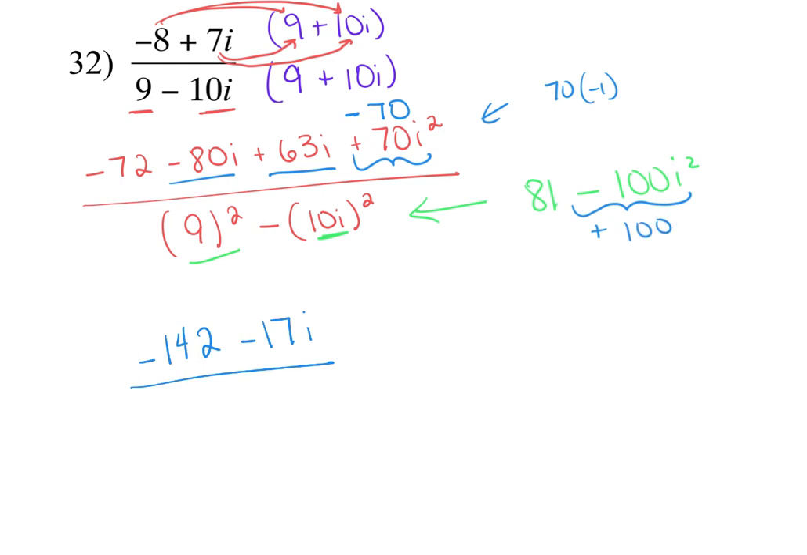81 plus 100, my denominator is 181. If I could take something out of all of those, I would. I cannot. Or you're welcome to simplify it and say negative 142 over 181 minus 17 over 181i. You can split it up if that makes it easier for you to simplify. But I'll take either one of those in simplified form.